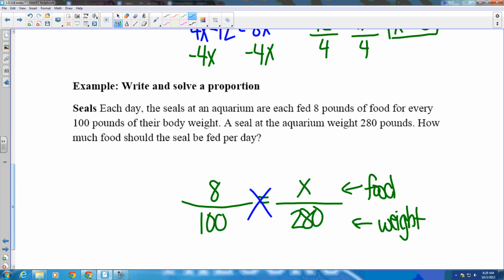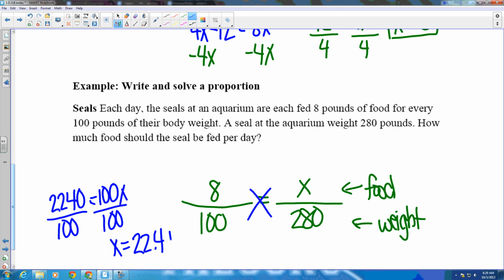Let's multiply. 8 times 280 is 2,240 equals 100 times x. Divide both sides by 100. A 280-pound seal should eat 22.4 pounds of food.